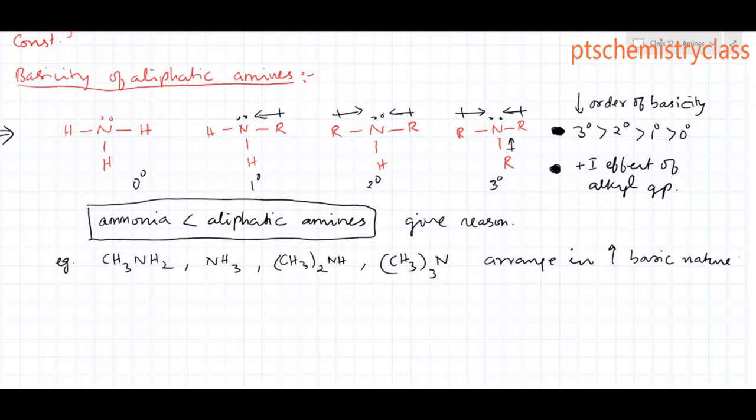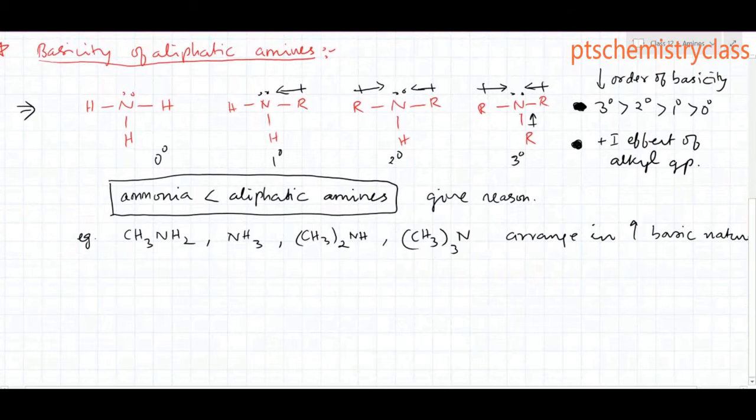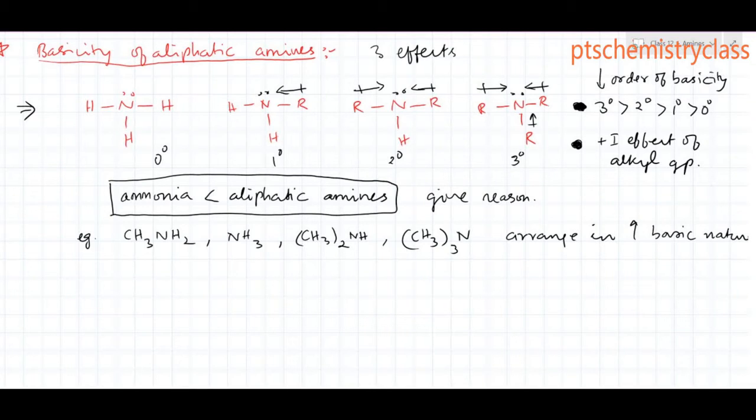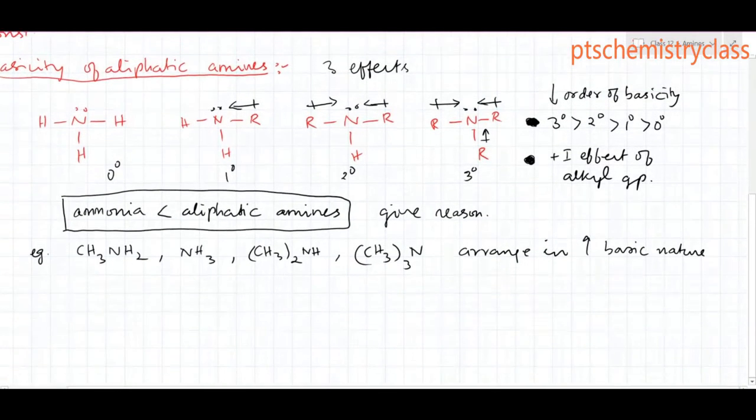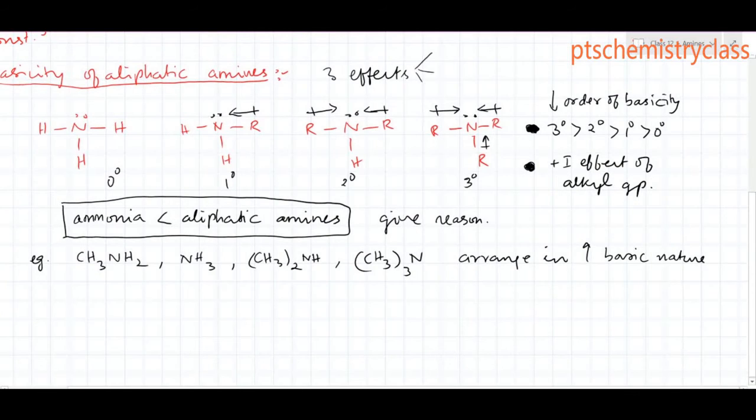Okay. So to predict the basicity of the aliphatic amines, there are three effects that operate on this. We will be seeing that. So far we have seen only one effect, that is the inductive effect, the plus I effect. There are three effects which operate on the basic nature of the aliphatic amines. After studying the three effects, only then will you be able to predict. The first one is the plus I effect, the second is hydrogen bonding, and the third is steric factors of the alkyl groups, steric factors of R.